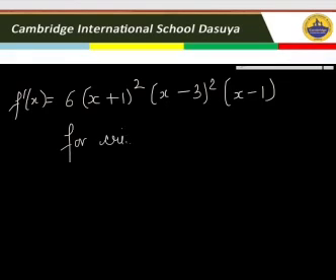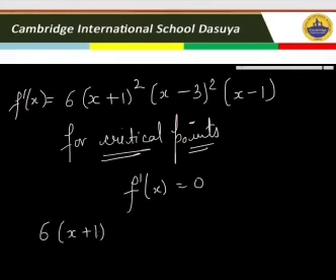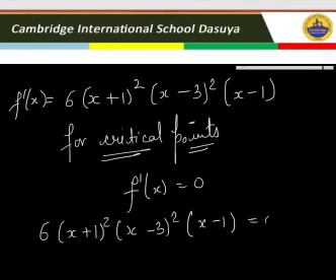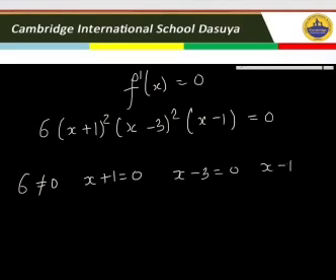So for critical points, f dash x is 0. So f dash x is equal to 0. So 6(x plus 1) whole square, (x minus 3) whole square, (x minus 1) is equal to 0. Here 6 is not equal to 0. So x plus 1 is equal to 0, x minus 3 equals 0, x minus 1 equals 0. So here x is equal to minus 1, x is equal to 3, x is equal to 1.